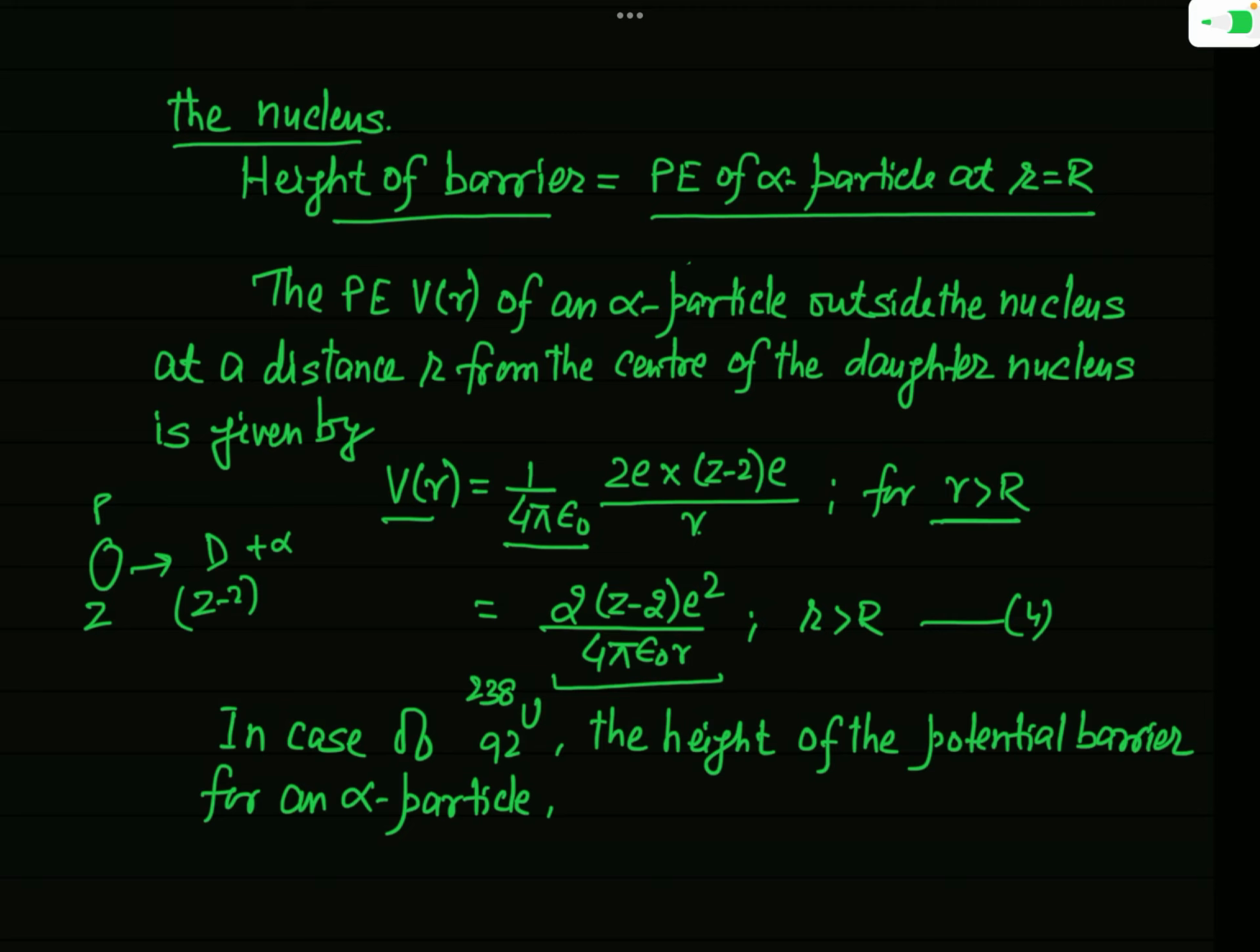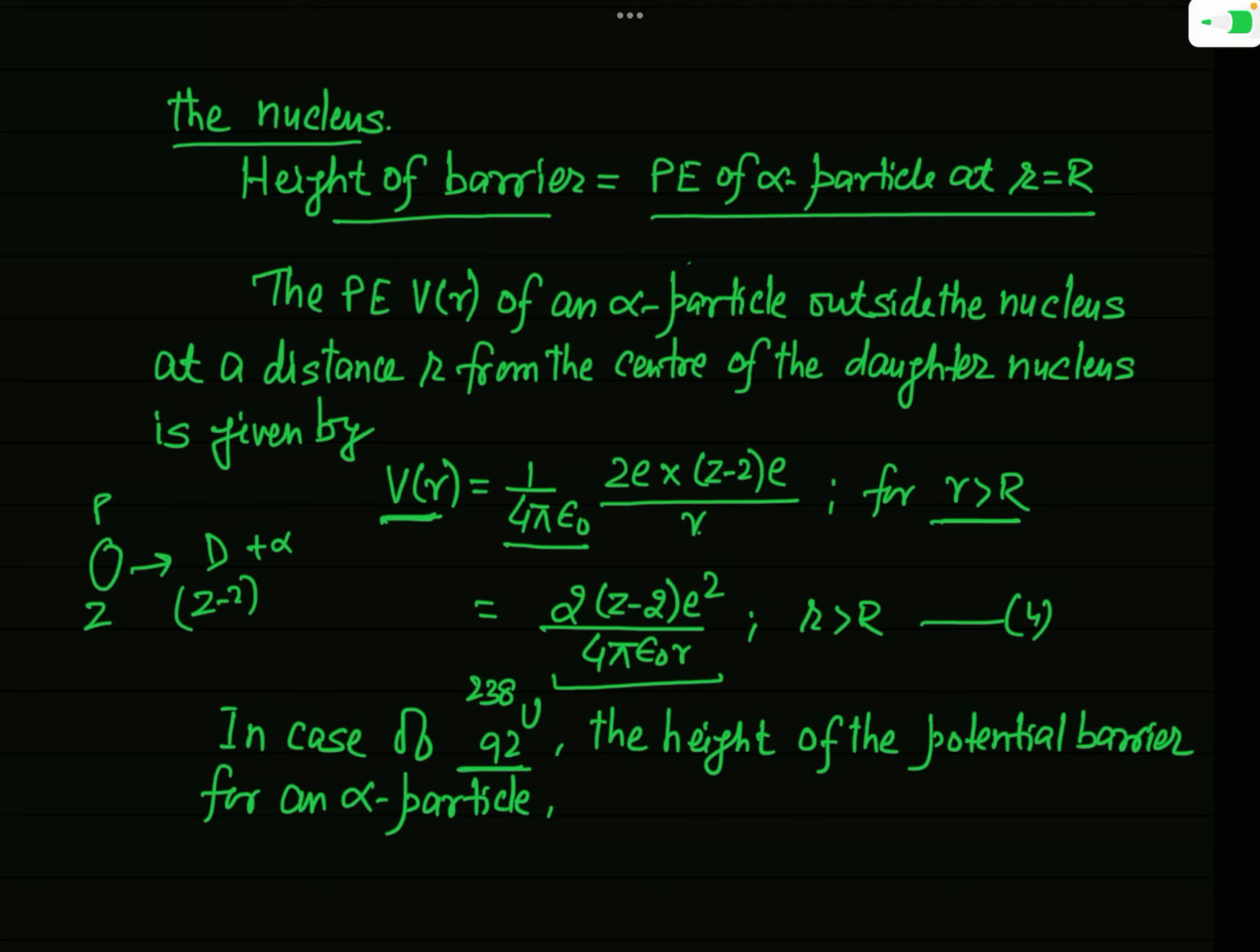Okay. Now you can calculate this height of the potential barrier by taking a proper example. Let us take the example of the uranium nucleus, uranium-238, whose charge number is 92. And if you want to calculate the height of the potential barrier, that is, what will be the value of this potential energy when the alpha particle is just at the surface of the nucleus.